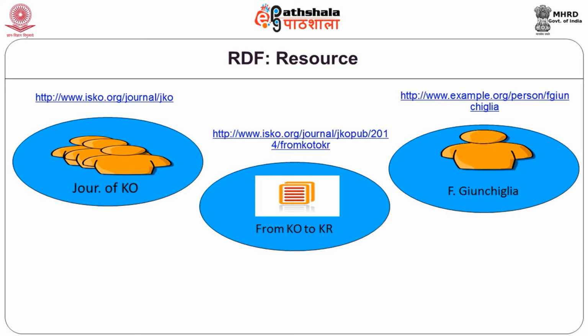For example, here we have so many objects, like that journal, say the Journal of Knowledge Organization, which is an object and you want to describe it. Or say, for example, you have an article within that, from knowledge organization to knowledge representation, and you want to talk about it, so you can describe it again. And say, for example, a person, Fausto Giunchiglia, which is a person, and you want to talk about it. Each of them has a web presence, each of them basically has a URI. So a URI for all the resources, a URI is a must. That's the core idea of RDF.